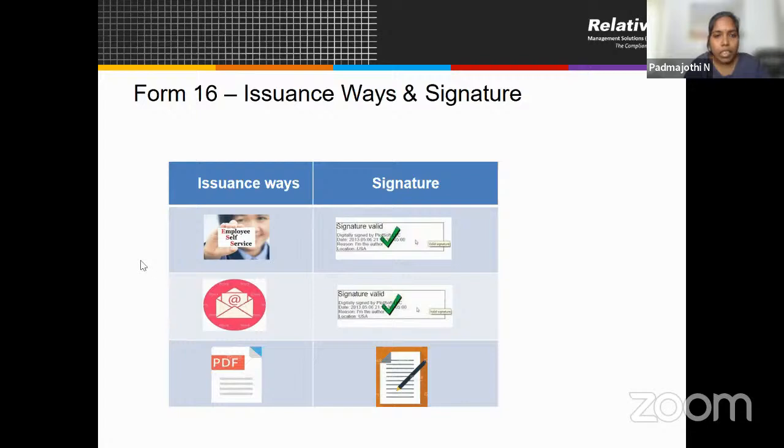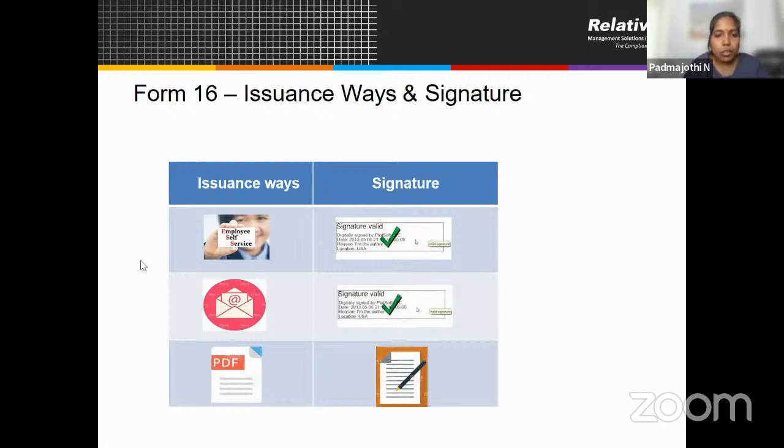And the next one is email. If the employees have been relieved and are not in the system, then for those people we can issue the Form 16 via email. And finally, it's the manual, printed Form 16. If there are any technicians working in a factory, they will not have access to email or an ESS portal. So for them we have to take a printout and issue the same.